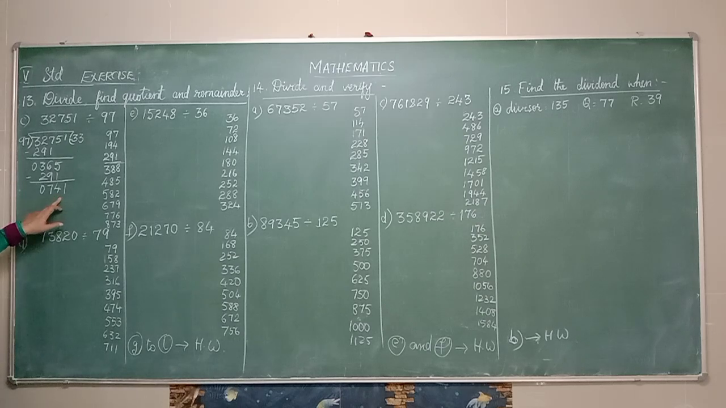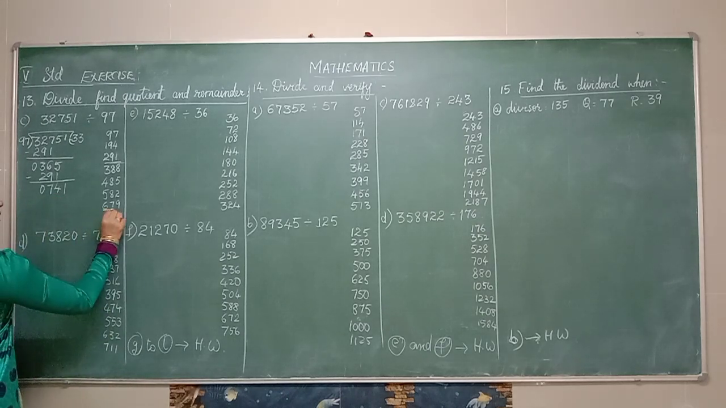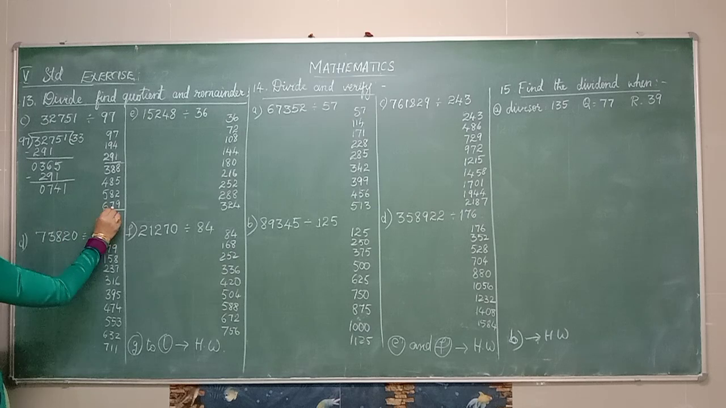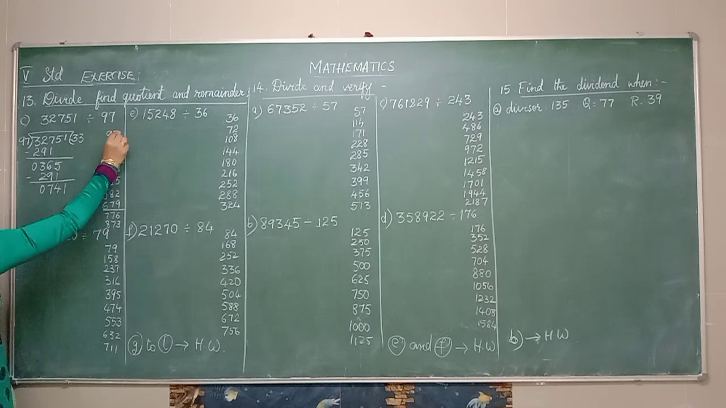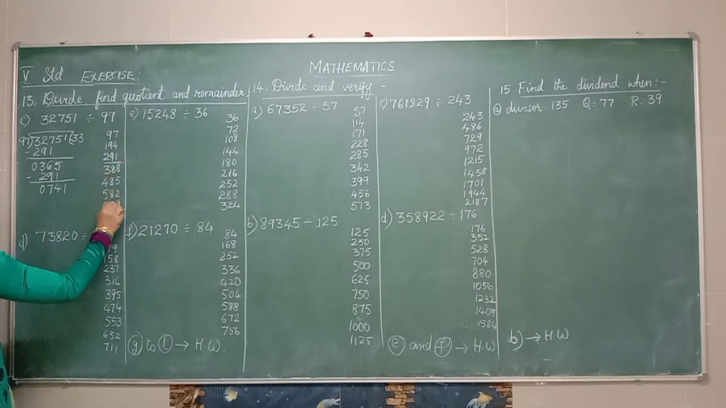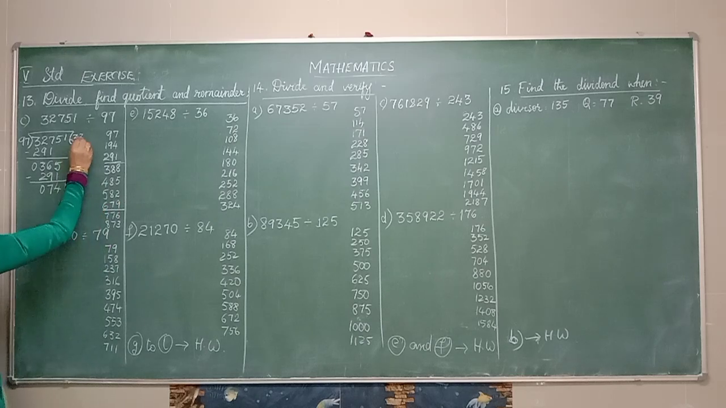So where does the 741 come? 741 comes here, isn't it? In between 679 and 776, 741 will come. So you see the upper number 1, 2, 3, 4, 5, 6, 7. So 7s are how much? 679. 679 minus. So when you minus, what will happen?